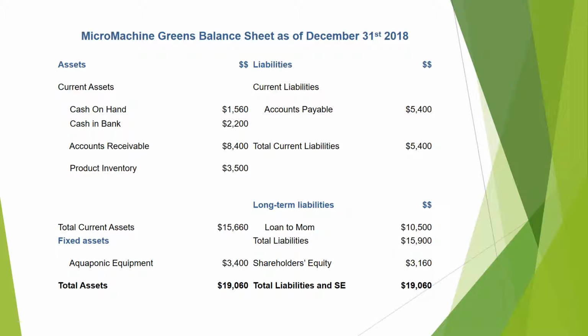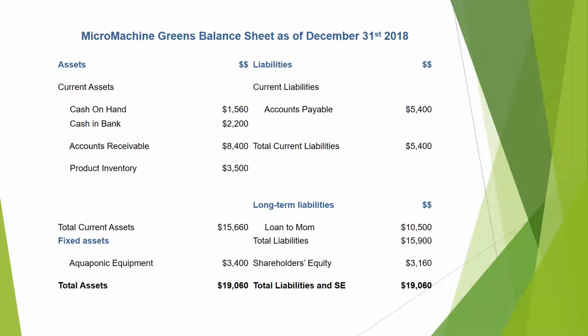Then we have what's considered more of a long-term liability. These are typically loans. So here we have a loan from Mom. Thanks, Mom. So we still owe her $10,500. Just got to make sure Mom gets paid. So when we add our current to our long-term liabilities, we have total liabilities of $15,900.